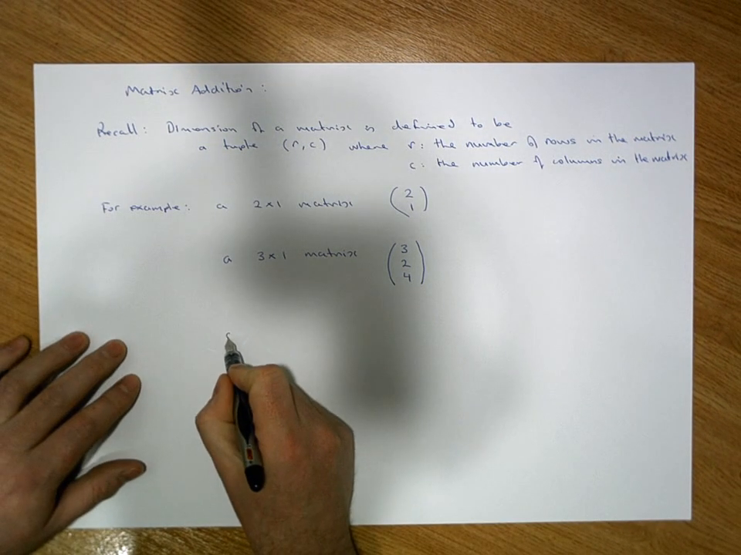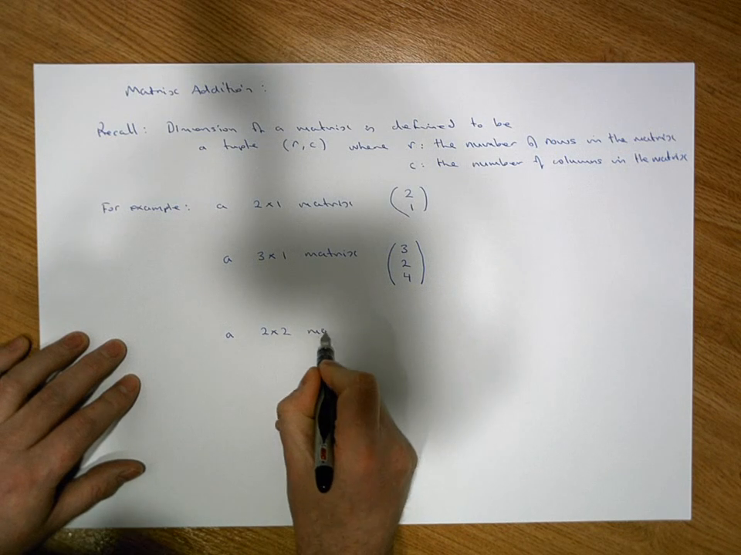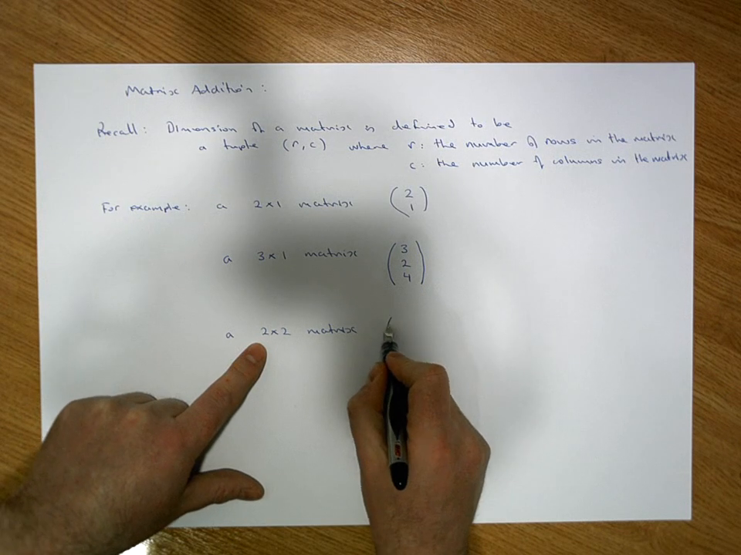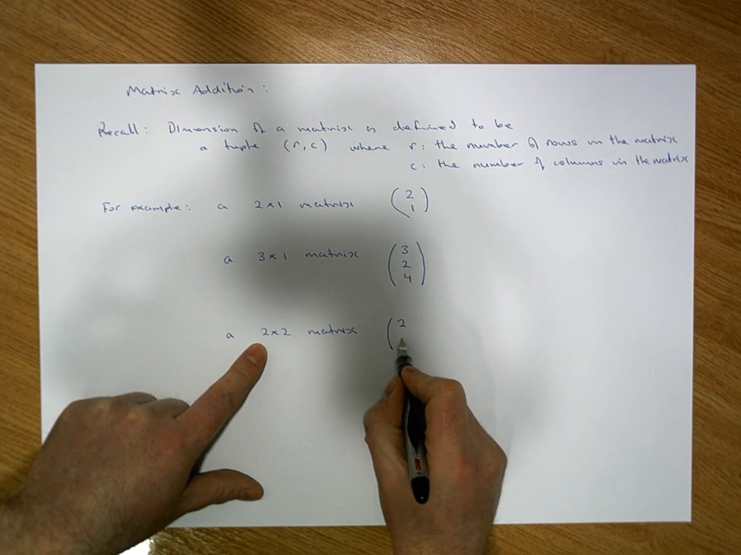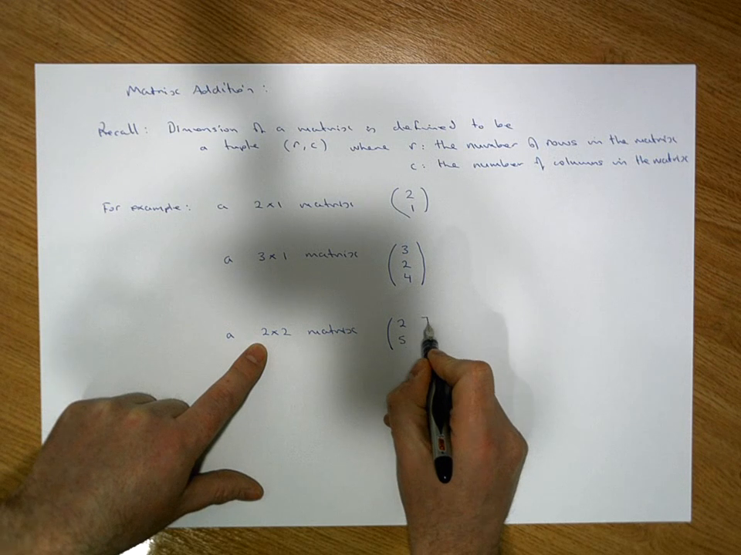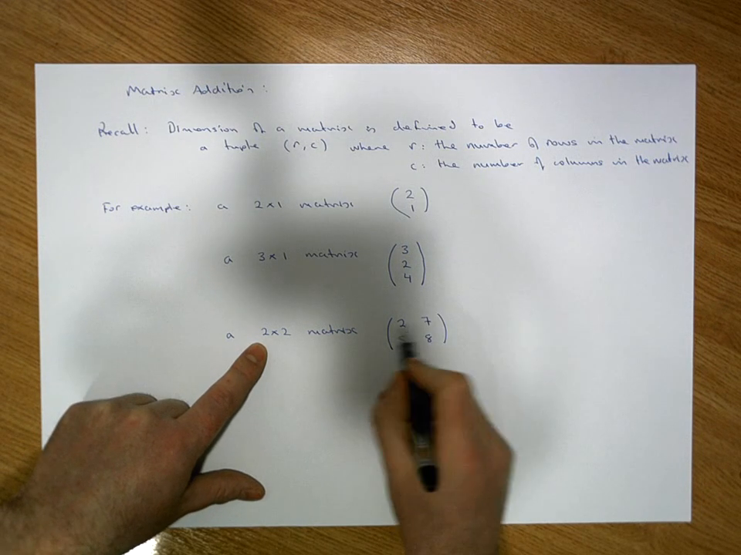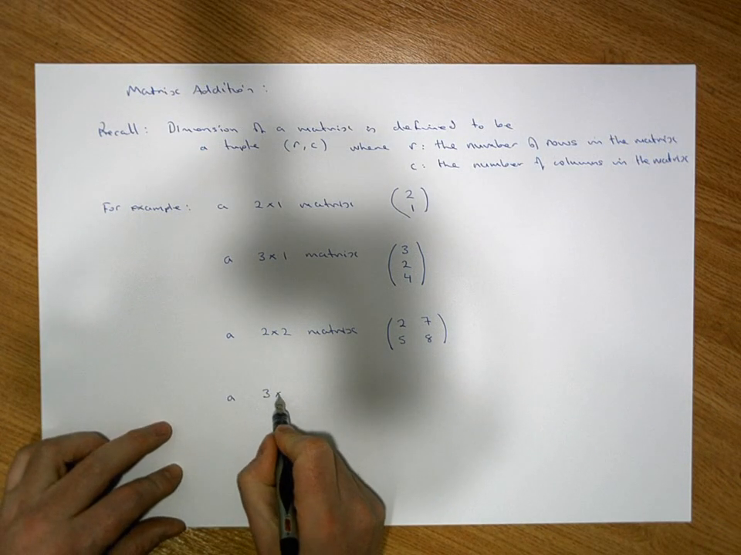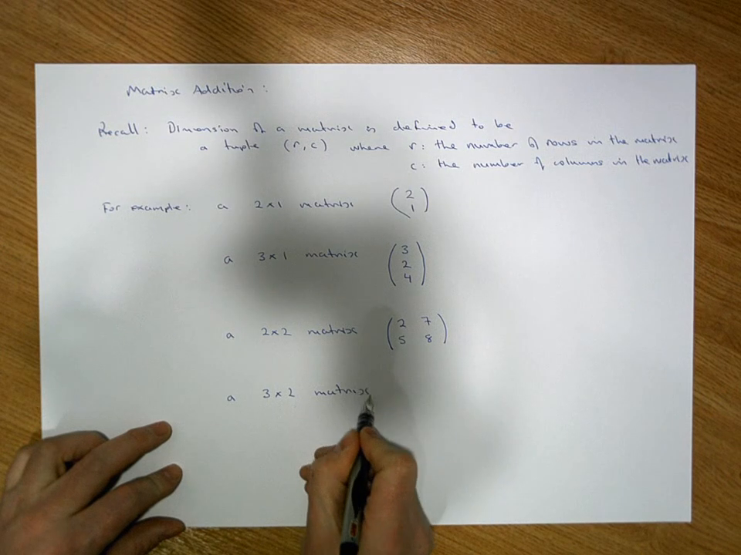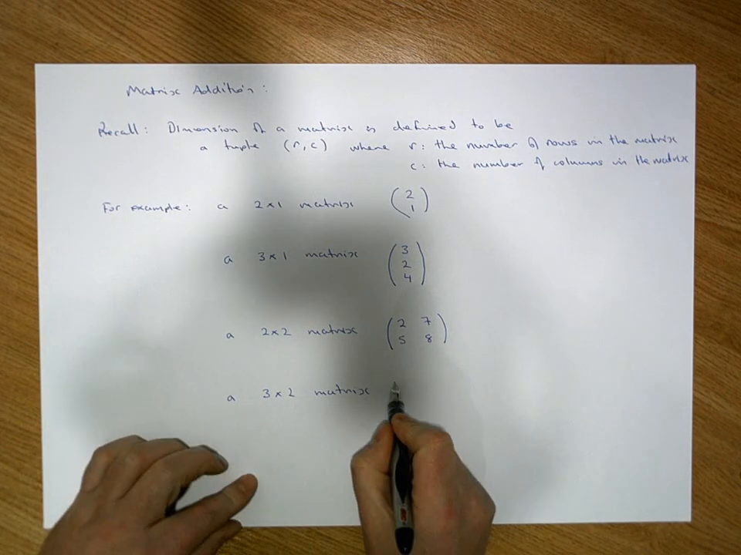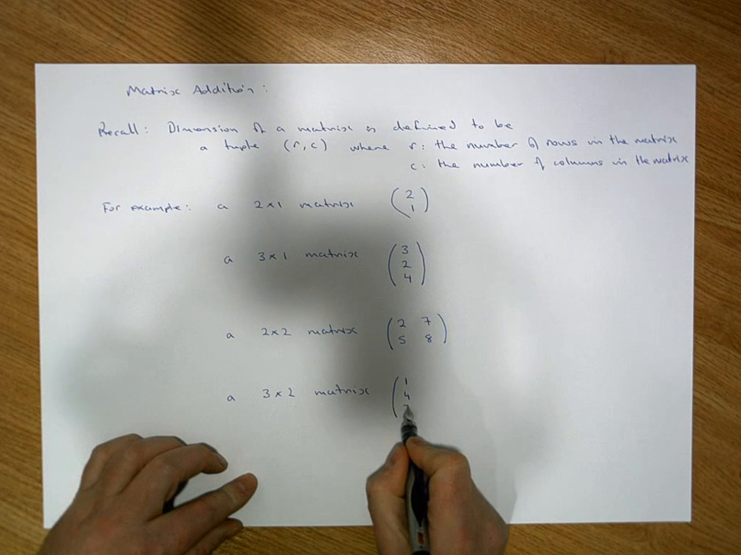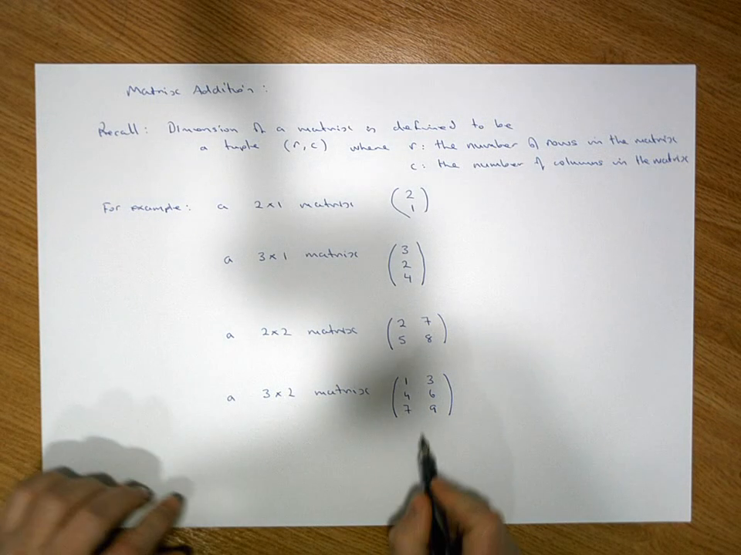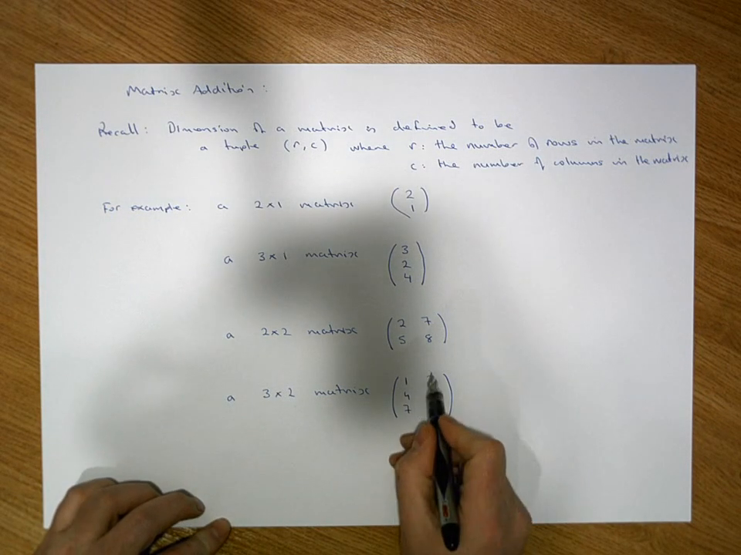A 2 by 2 matrix would have 2 rows and 2 columns. So it might look something like this: it has 2 rows, so maybe 2, 5, and 2 columns, 7 and 8. And something like maybe a 3 by 2 matrix would have 3 rows and also 2 columns. So it might look something like this: 1, 4, 7, 3, 6, 9. There you go. We have 3 rows and we have 2 columns.